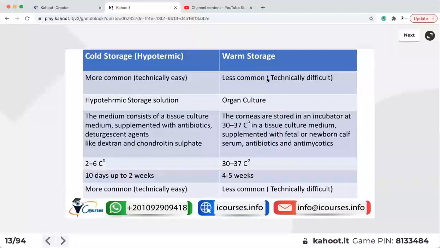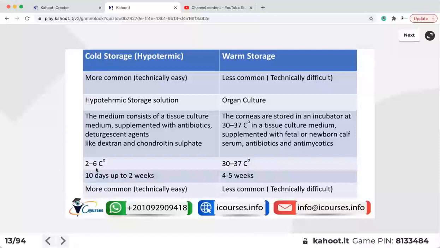and antibiotics. And of course, since this is all organic material, we need to supplement it with antimycotics or antifungals. But since the question is asking what is usually used, this is not the usually used method. As you can see, it is technically difficult and requires more facilities. That's why it is present in Europe, not in developing countries.